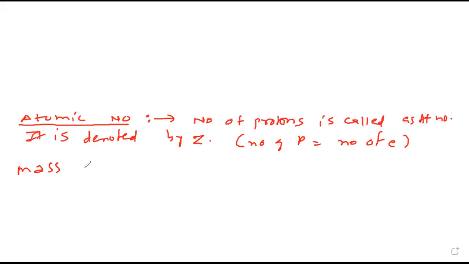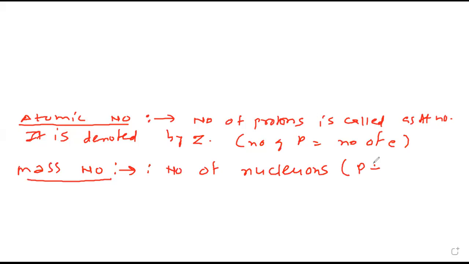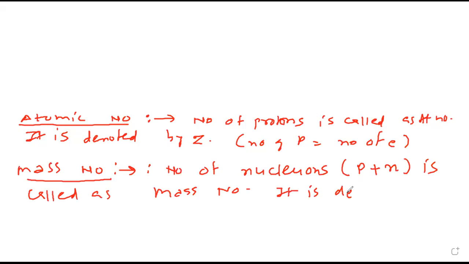What is mass number? Number of nucleons. Number of nucleon is sum of what? Proton plus neutron is called as mass number. It is denoted by A.